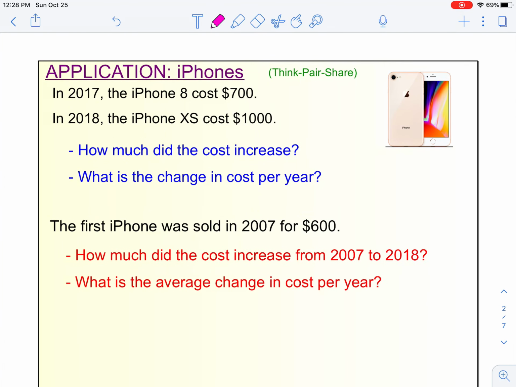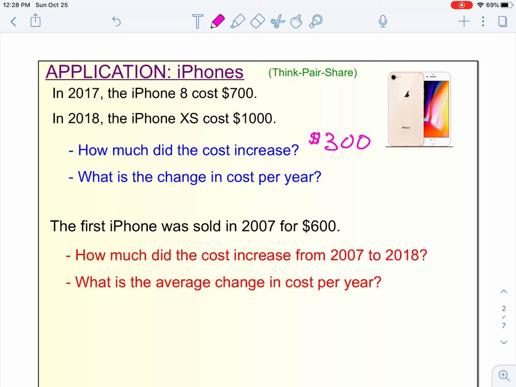All right, let's take a look at just an application here, and let's try to make sense of this before we go on to today's topic. So in 2017, the iPhone 8 cost $700. In 2018, 1 year later, it cost $1,000. How much did the cost increase? Well, the cost increase was from 700 to 1,000. Subtract those two numbers, 1,000 minus 700, you get 300.